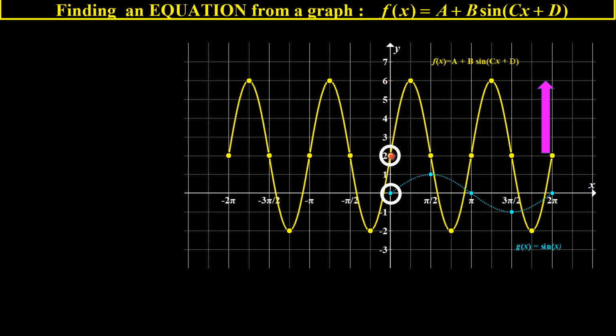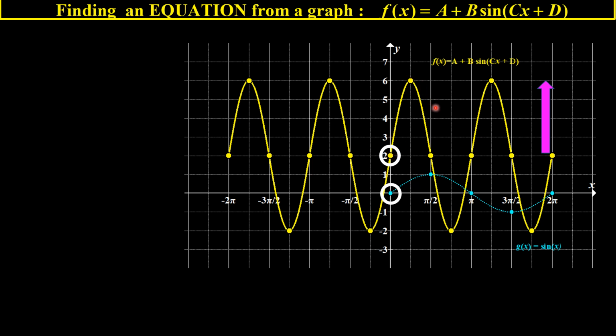The amplitude is, from 2 to 6, the amplitude is 4. Right? Even from 2 to negative 2, the amplitude is still 4. Or what you can do, 2 plus 6 is 8. 8 divided by 2 is 4. Right? You see that distance is 2, that distance is 6. So the total distance is 8. 8 divided by 2 will give you my amplitude.